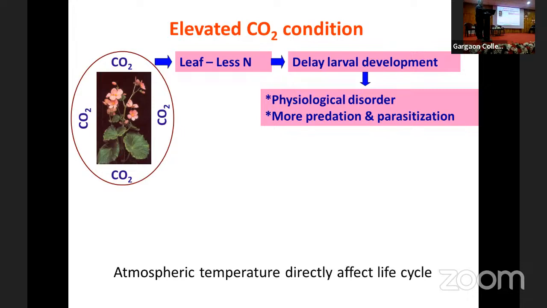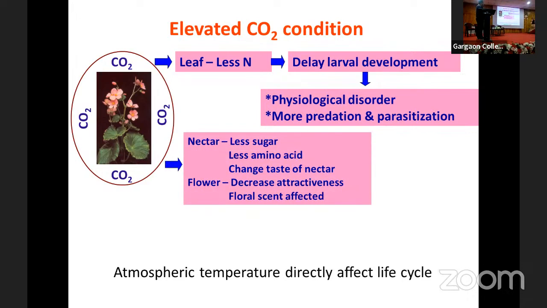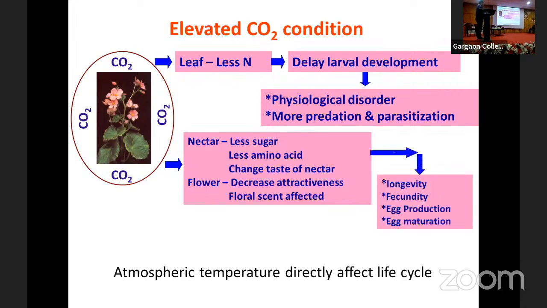If carbon dioxide concentration is higher in our area, then the leaf will contain less nitrogen. Then for an insect, if it is an insect host plant, the larval development will be less, and physiological disorder will be there. Then in the plant itself, the nectar and flower will have less sugar and less amino acid. That means it will be less nutritious for the insect, and if we think about ourselves, it will be less nutritious for humans also. So it will impact longevity, fecundity, egg production, egg distribution.